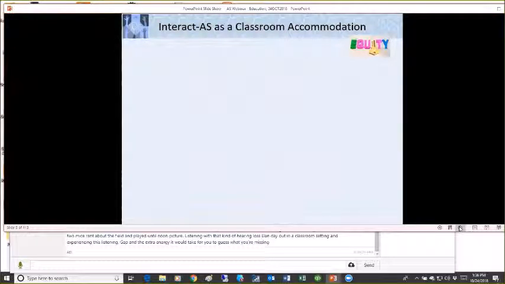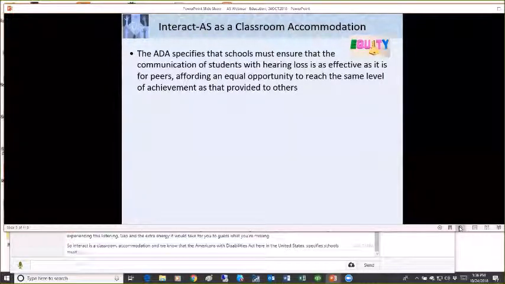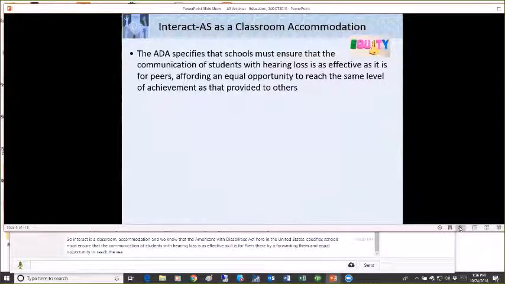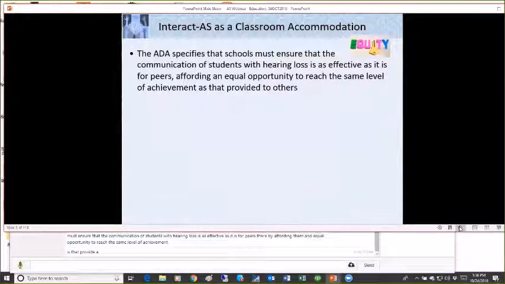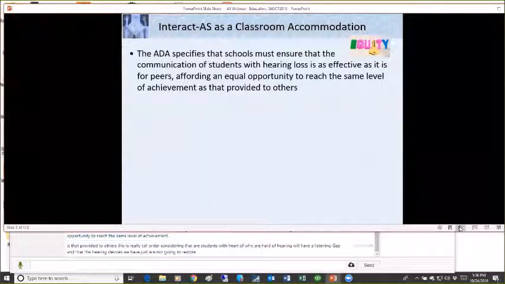So, Interact is a classroom accommodation. And we know that the Americans with Disabilities Act here in the United States specifies that schools must ensure that the communication of students with hearing loss is as effective as it is for peers, thereby affording them an equal opportunity to reach the same level of achievement as that provided to others. This is a really tall order, considering that our students who are hard of hearing will have a listening gap, and that the hearing devices we have just are not going to restore normal hearing.